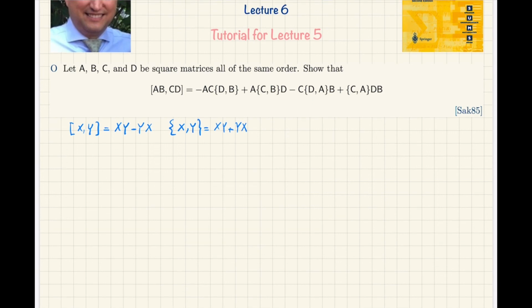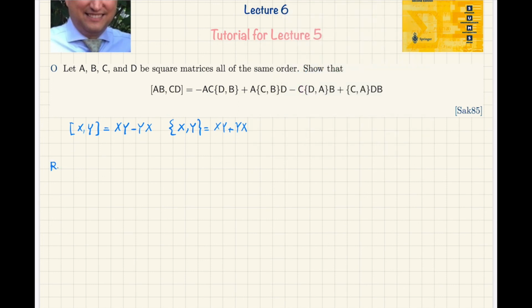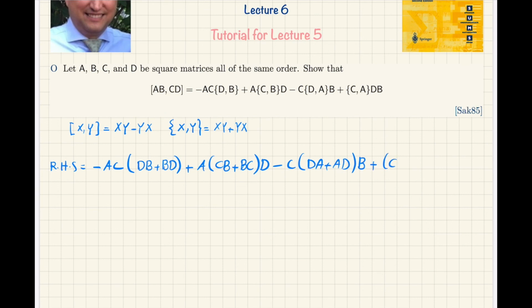Okay, so I think it would be easier to start from the right hand side in this case, yes? So the right hand side is equal to, I have minus AC, instead of the anti-commutator of D and B, I write its definition, so it becomes DB plus BD. The same for others, yes, I'll just write the definition. So this becomes CB plus BC multiplied by D minus C, and then I will have DA plus AD times B, and finally I will have CA plus AC, and then I have DB.